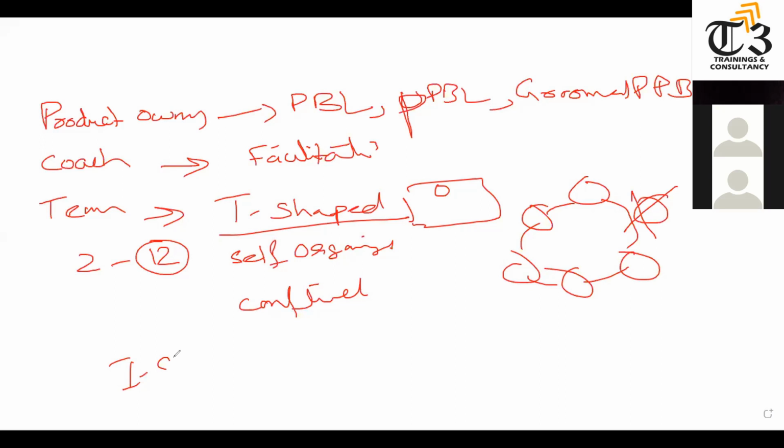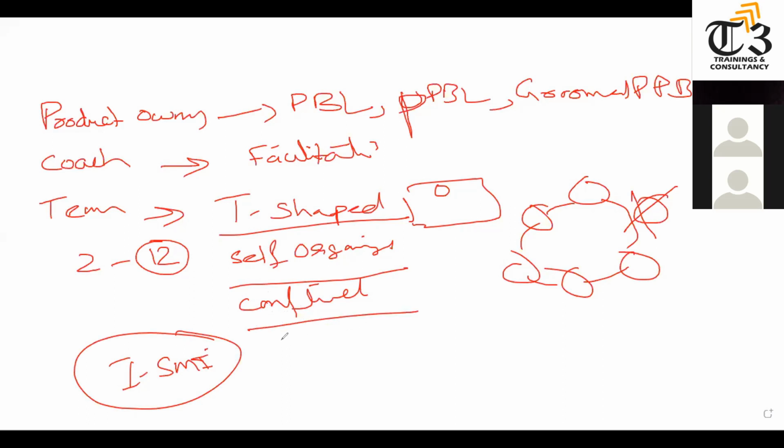I-shape are SMEs. They are good only for one thing. But T-shape, generalizing specialists, can do one thing perfectly and other things also. They are self-organizing. They will organize their work by themselves. They will choose the frequencies, the relationships, the sequence, everything. And any conflicts, they will resolve by themselves, and they will monitor their performance by themselves.